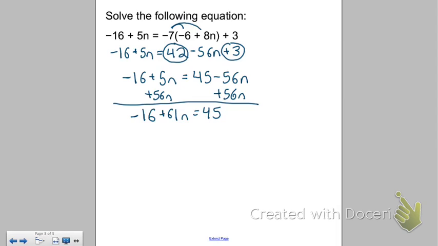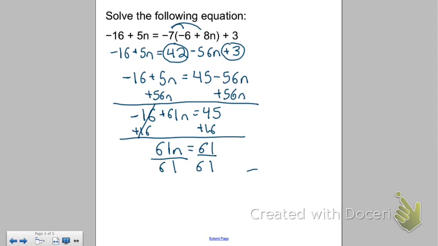Since I moved my variables to the left, I need to move everything else to the right. So I'm going to add 16 and add 16 to both sides. This cancels out. I'm left with 61n equals 45 plus 16 is equal to 61. So now my last step is to divide by 61 on both sides. 61 divided by 61 cancels out. I'm just left with n equals 61 divided by 61 is 1. So I have n equals 1.